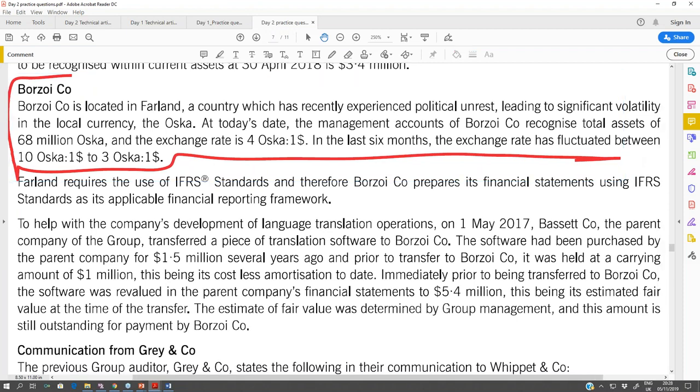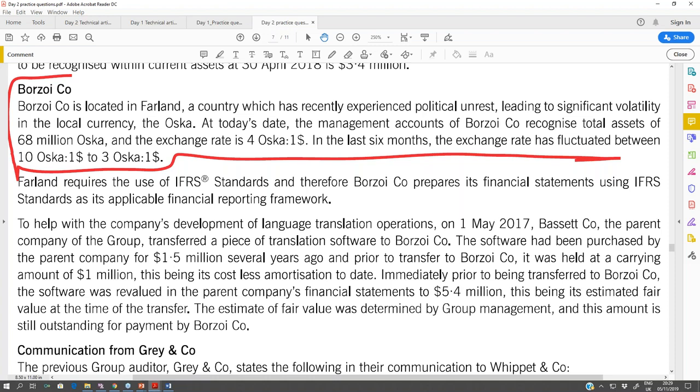Borzoi is located in Farland, a country which has recently experienced political unrest. So it's also important by its specific circumstances, because it's located in a country where there is political unrest, which can bring the going concern of Borzoi into doubt as well. So it can also become important because of its circumstances, leading to a significant volatility in the local currency, the ACCA. The ACCA is the local currency for Farland, where Borzoi is located.